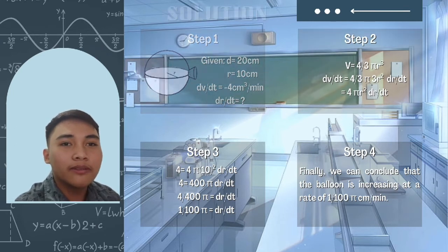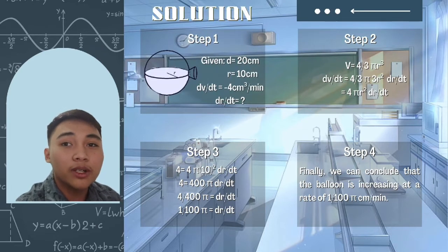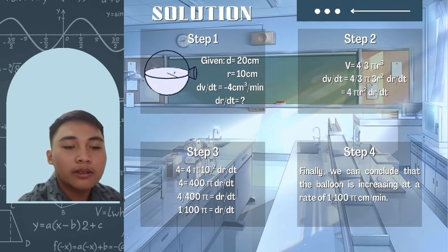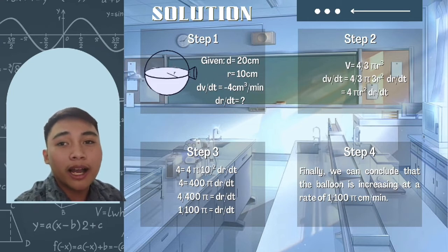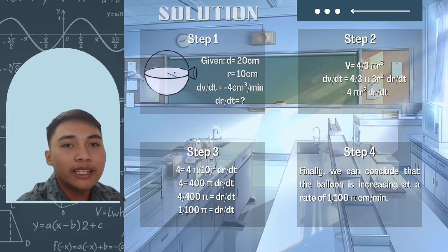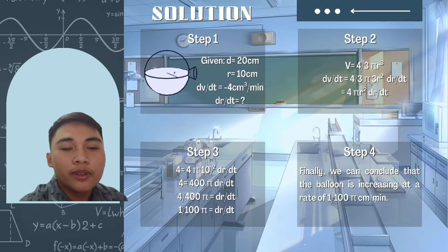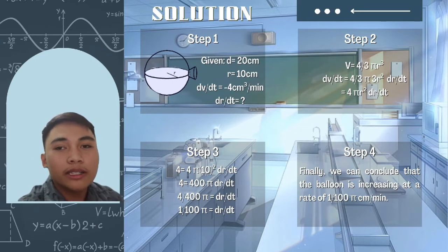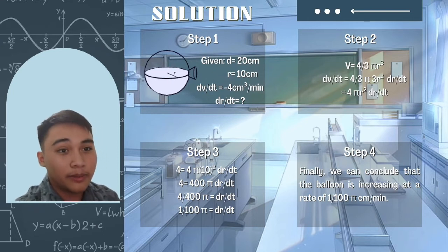We'll find that using the derivative of the equation of the volume of the sphere. The volume of the sphere is 4/3 pi r cubed. The derivative of it is 4/3 pi 3r squared dr over dt. Now we'll simplify that equation by cancelling the 3's from 4/3 and the 3r squared. So eventually it will become 4 pi r squared dr over dt. Then we'll plug in the values for dV over dt and the radius. So the equation will be: 4 equals 4 pi 10 squared dr over dt, or simplified, 4 equals 400 pi dr over dt.